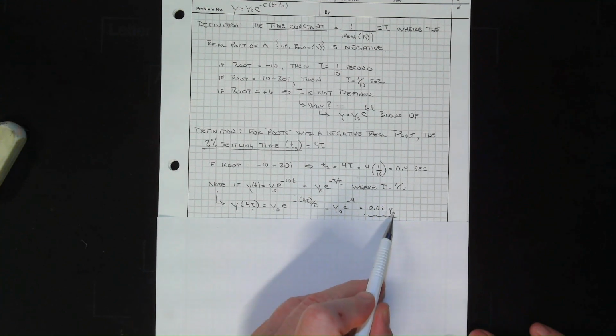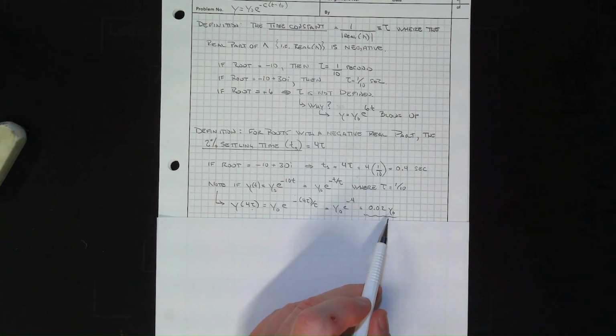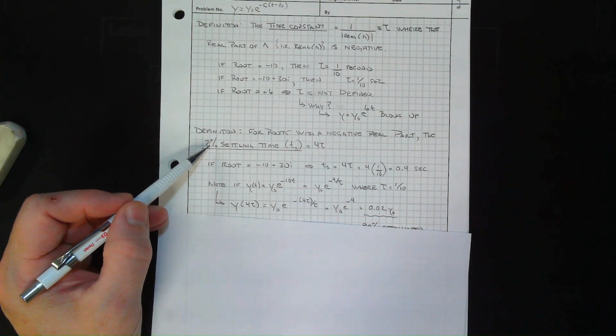So 98% of the initial condition has been wiped out. It's gone. Goodbye. Sayonara. Okay? So it's 98% attenuated. Hence, we call this the 2% settling time. There's only 2% of the way to go. And you might go, well, hey, there's still longer to go. Why do you do that?